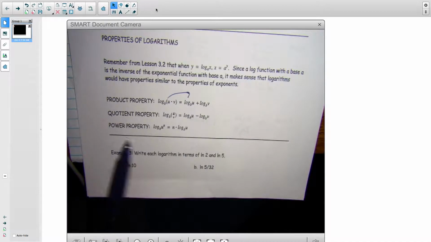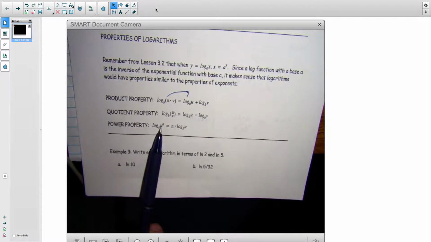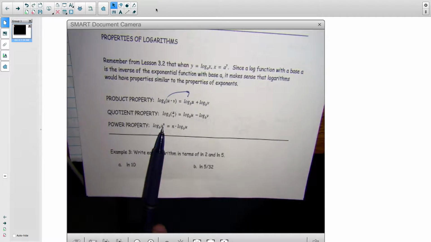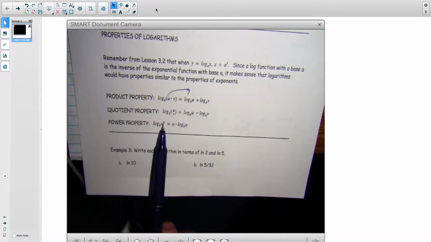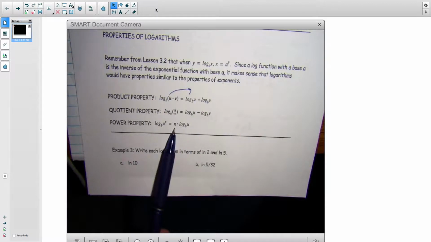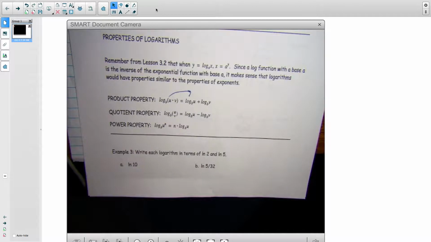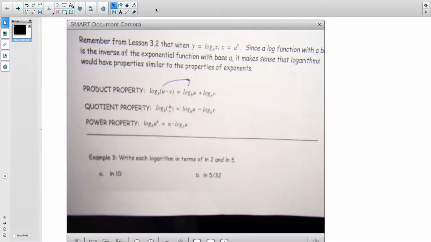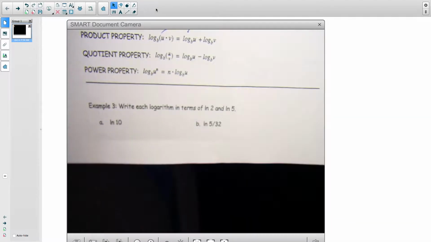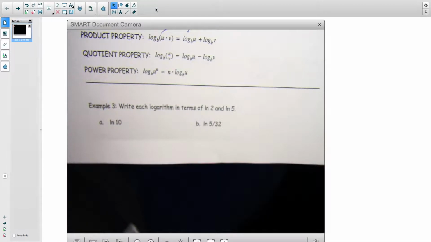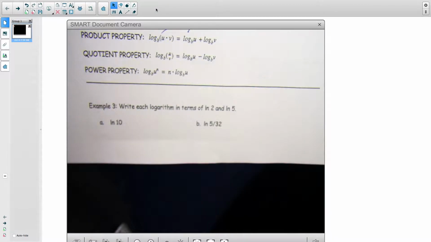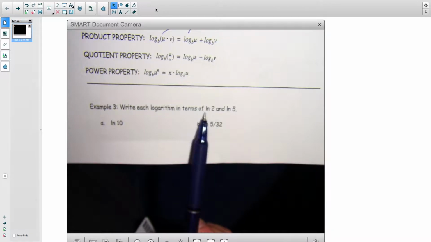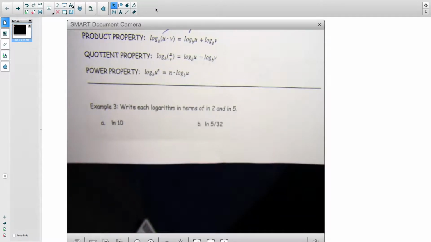Then the power property says if we have log base b of u to the n, this is what we talked about yesterday, and I said, remember from Algebra 2, we can bring the exponent out in front and then take the log of this. So what we're going to do here, example 3, any questions on those properties? I want you to rewrite the natural log of 10 using ln of 2 and ln of 5.